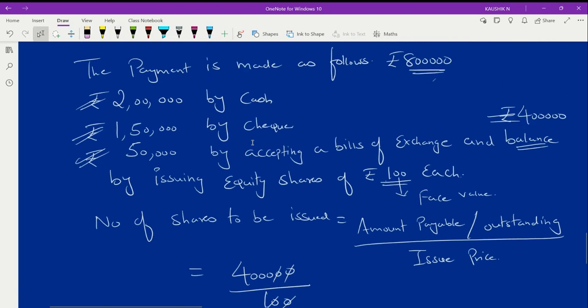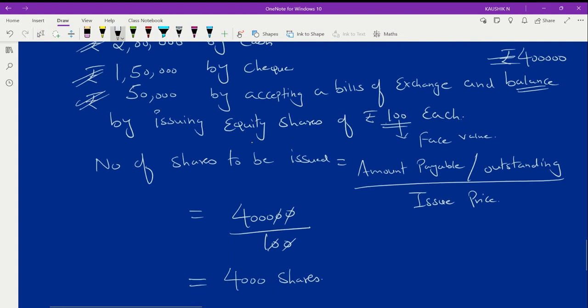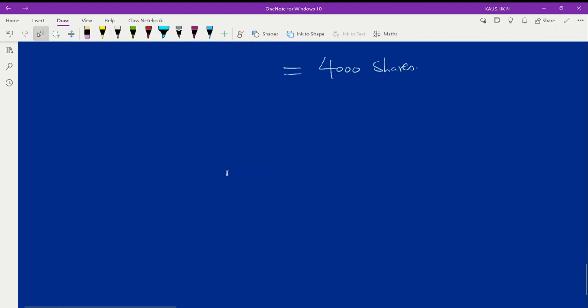Now, when we learn this concept, we are coming across something called face value, and we are coming across something called issue price. Let us learn about these two now, because we need to know what face value is, what issue price is, and in what ways shares can be issued. Now, coming to face value.